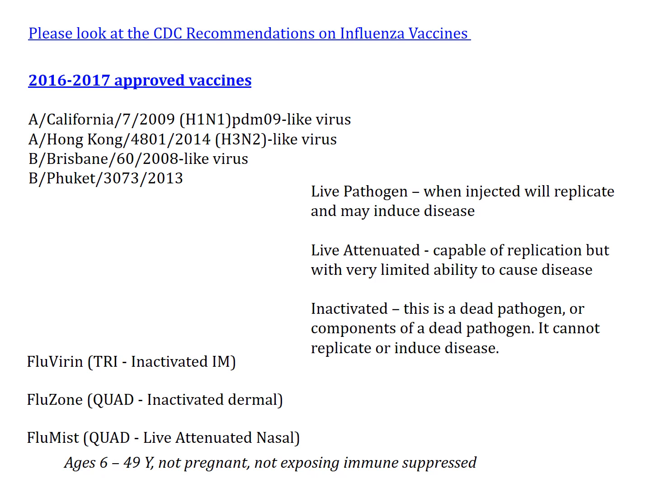In 2016 to 2017, A, California, H1N1, A, Hong Kong, H3N2, B, Brisbane, and B, oh, be careful pronouncing this one. I'm going to call it Fouquet, right? There's another way that you could pronounce that one, right? Okay, nonetheless, you can see here were the four viruses, 2As and 2Bs, which were selected for that season.